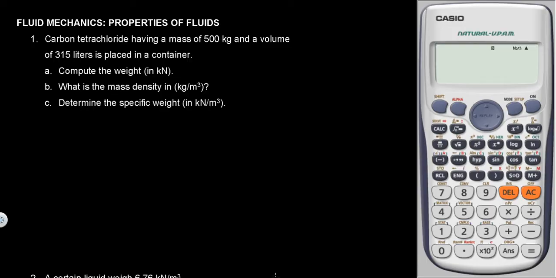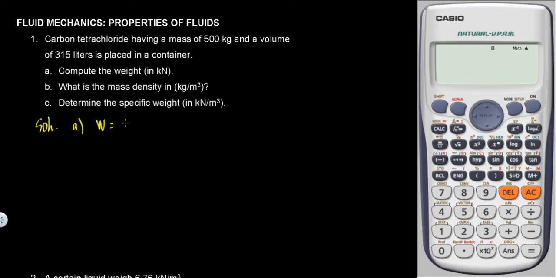Okay, so let's start. Problem one: carbon tetrachloride having a mass of 500 kilograms and a volume of 315 liters is placed in a container. Compute the weight in kilonewton. What is the mass density in kilogram per cubic meter? Determine the specific weight in kilonewton per cubic meter. So very easy, no? So, solution.